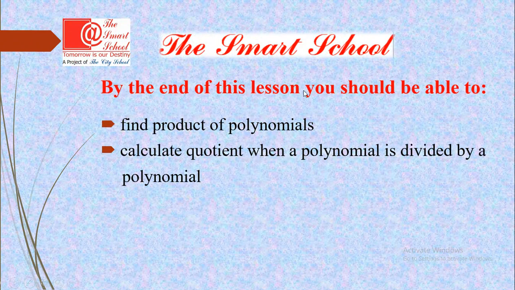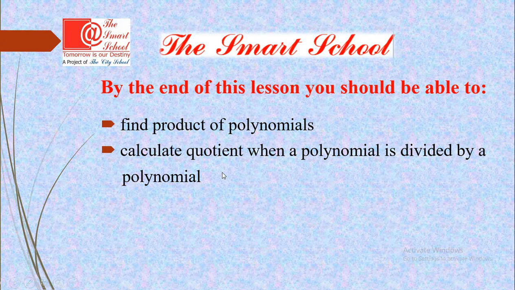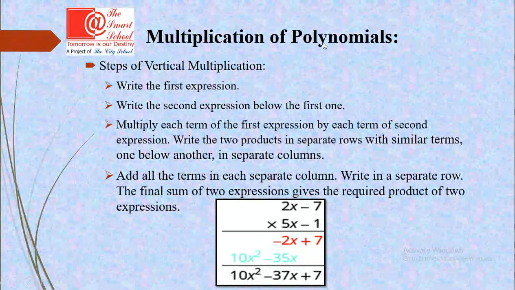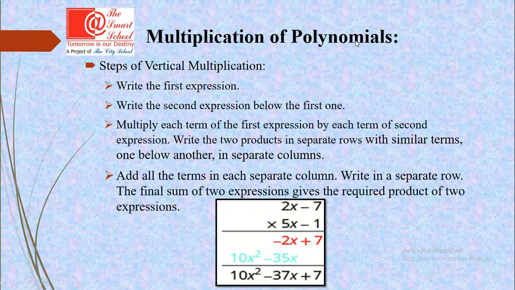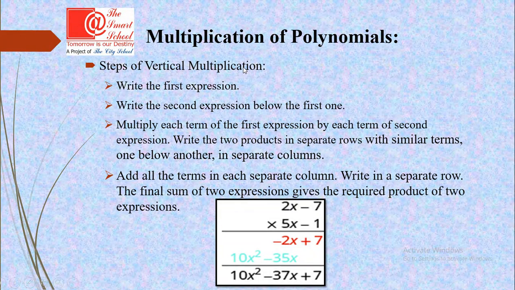By the end of this lesson, you should be able to find the product of polynomials and calculate the quotient when a polynomial is divided by a polynomial. Now, multiplication of polynomials. I hope you remember what polynomials are. If we have more than one term, it is called a polynomial. It can be a monomial or binomial or trinomial and even more. So it depends on the number of terms.